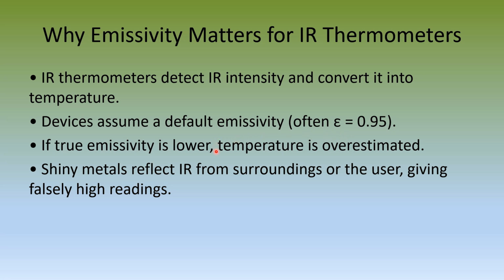And so as the emissivity of the material differs from that of a perfect black body, you get different readings. If the true emissivity is lower, like in the case of the aluminum foil or the shiny copper, your temperature is overestimated. Shiny materials reflect IR from surroundings, that could be from the window or even from myself. I emit infrared radiation just like every warm body does.